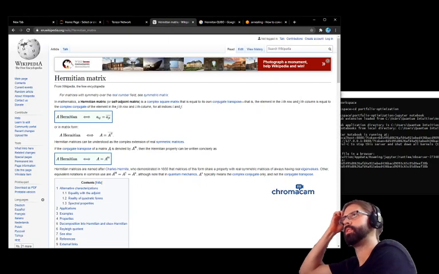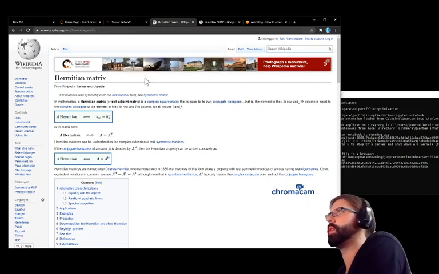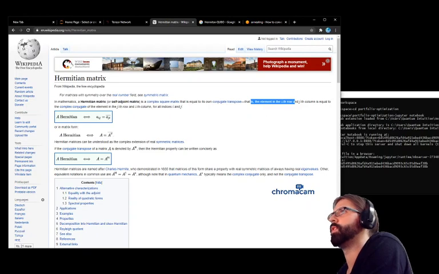We can test that. A Hermitian matrix or self-adjoint matrix is a complex square matrix that is equal to its own conjugate transpose. That is, the element of the ith row and the jth column is equal to the complex conjugate of the element of the jth row and the ith column. The conjugate transpose. Okay.